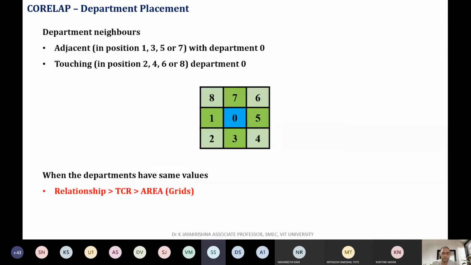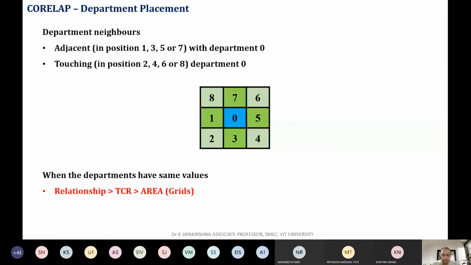Yes, sir. Okay, so by allocating the departments, as I told you, we are going to allocate the departments first based upon the relationship. You should check the relationship first. Next, you are going to check the TCR value. If the relationships are equal, we are going to compare the total closeness rating. If the total closeness rating is also the same, then we will decide based upon the area. Are you able to understand?